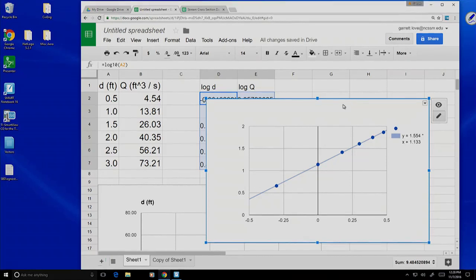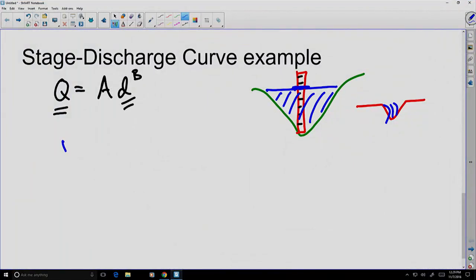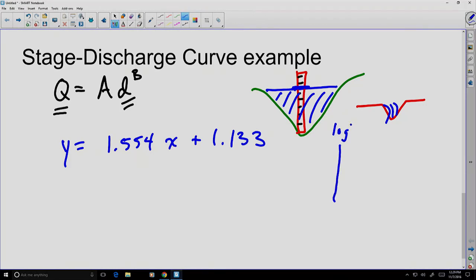Okay. The main reason for the graph is to first of all verify that we do appear to have a linear relationship. And then the second thing, the most important thing, is to get this equation here. So I need to record this equation, y equals 1.554 times x plus 1.133, because the coefficients there are the pieces that I find important. So I'm going to go ahead and write that information here. y equals 1.554 x plus 1.133.